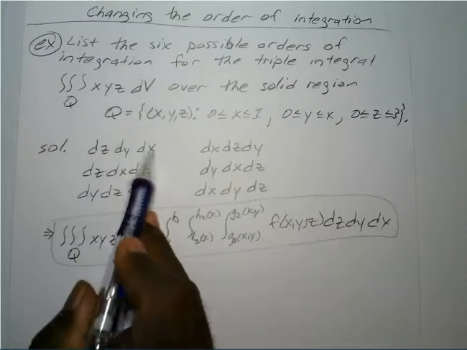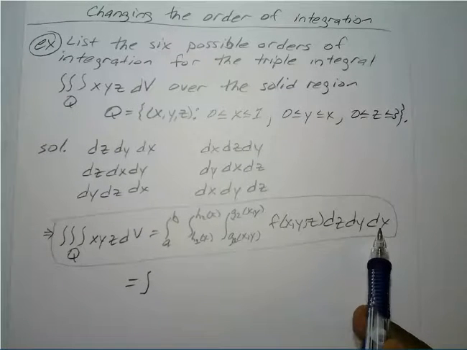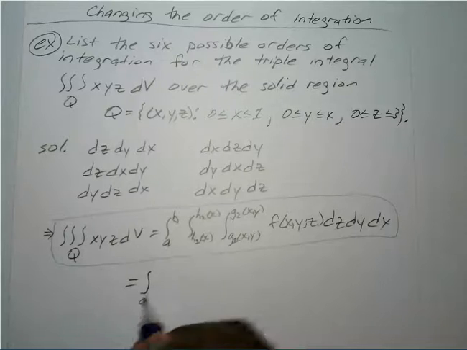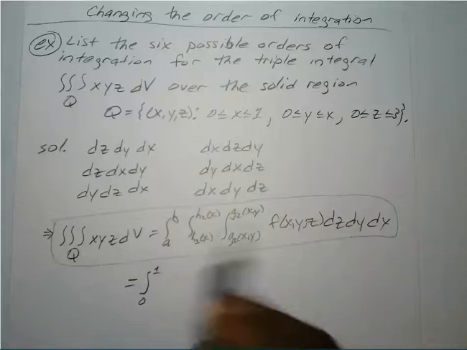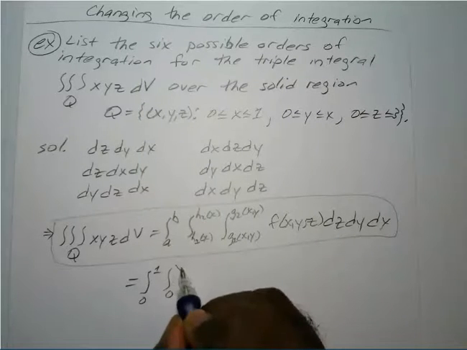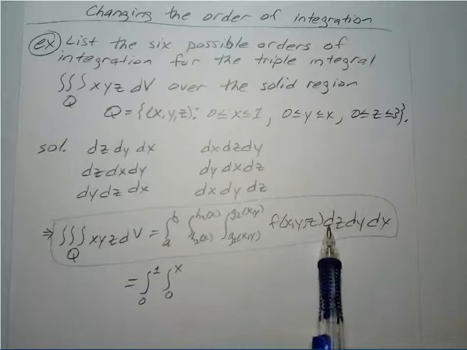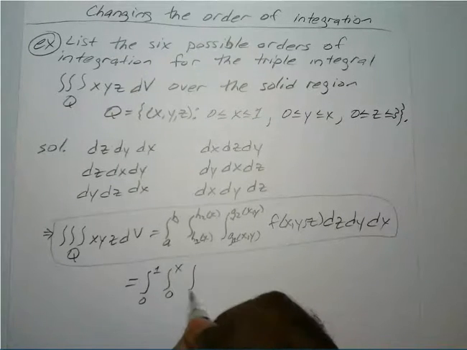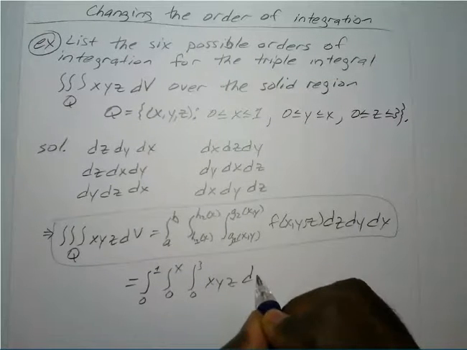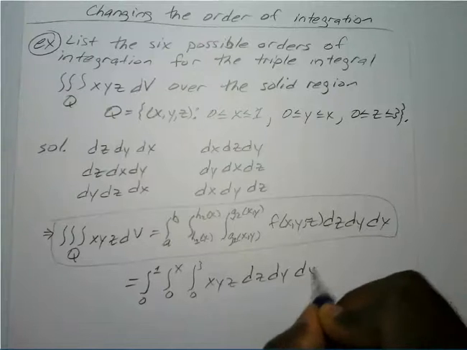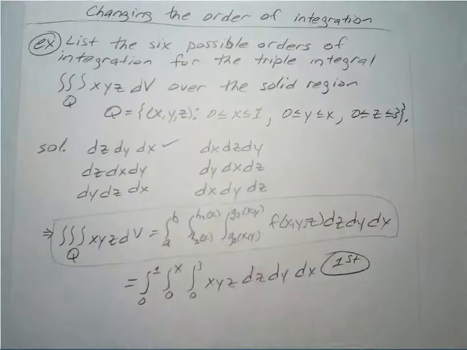So just our dz dy dx, you see that's going to equal the integral, since dx is on the outside, we're going to go from 0 to 1. dy is on the inside, so we're going to make that from 0 to x. And dz is on the far left, so we're going to make that from 0 to 3. Okay, so that's x, y, z, dz, dy, dx. So we have our first one. We can go ahead and check that off.